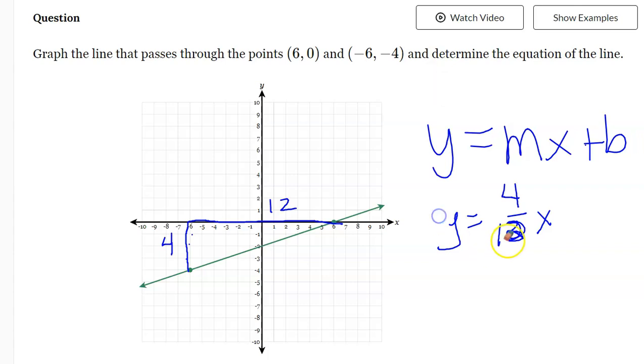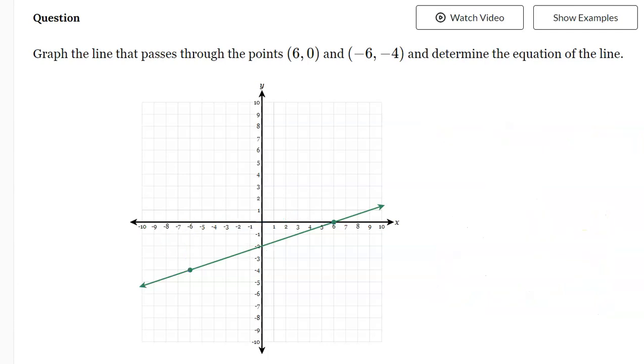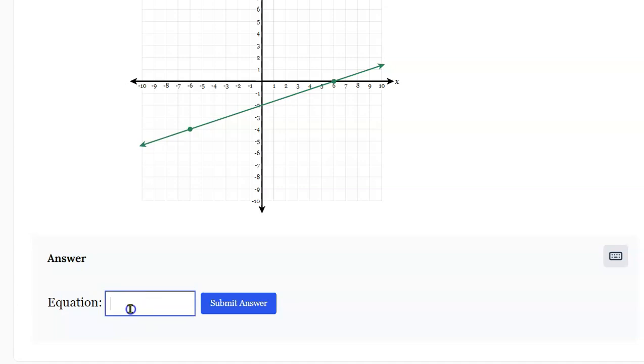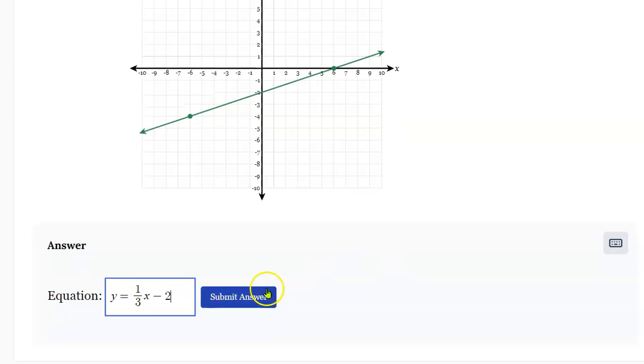And then we need to find the y-intercept, which is negative 2. I'm going to reduce this to 1/3, and now I have my equation. Y equals 1/3 x minus 2. I'm going to type that in this answer here. Y equals 1/3 with an x on the side minus 2.